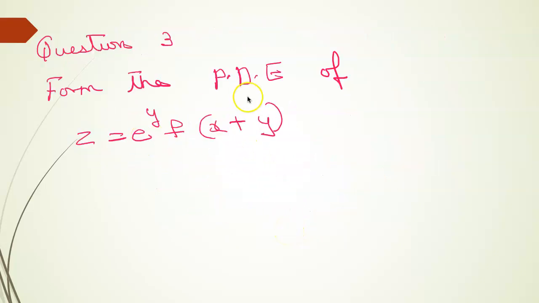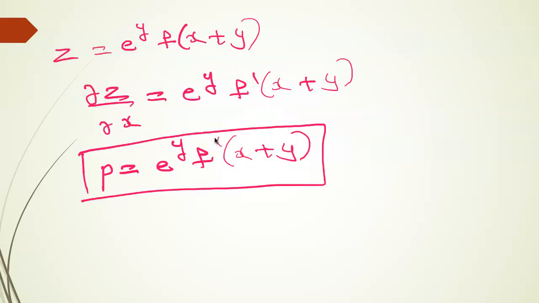Question 3. Find the partial differential equation of z equal to e raised to y f of x plus y. Here f is a function of x and y. So first take partial derivative with respect to x. So I get del z by del x is e raised to y f dash x plus y, or p equal to e raised to y f dash x plus y.